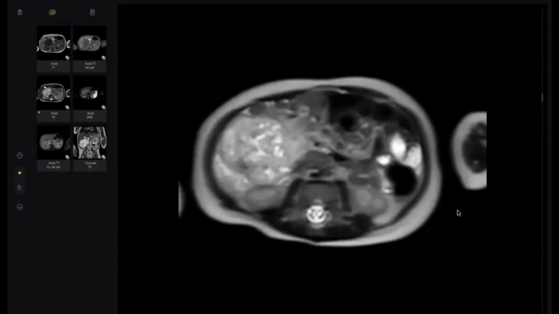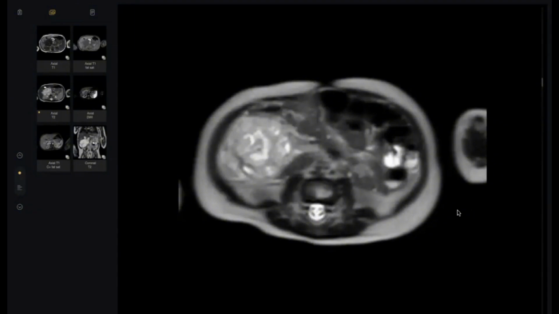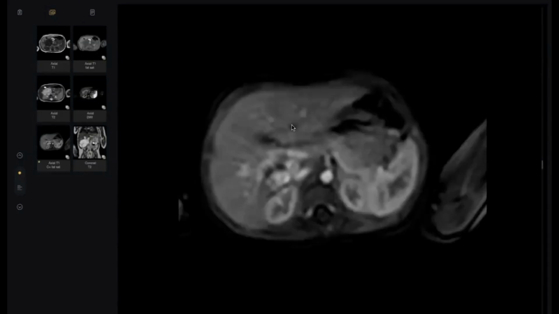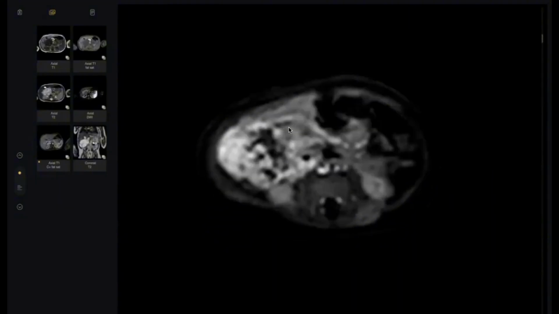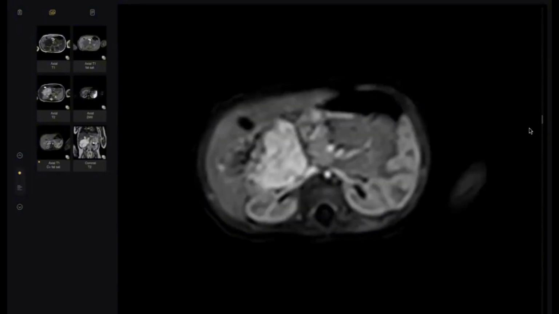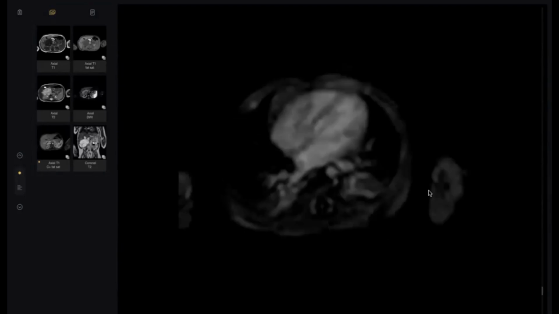Sir, can I have a look at the T1 non-contrast and post-contrast sequences? Okay, doctor, leave the mouse. What is this? Sir, I could appreciate that there is significant peripheral enhancement noted within this lesion with internal non-enhancing areas. Sir, just give me a second. I want to scroll this.